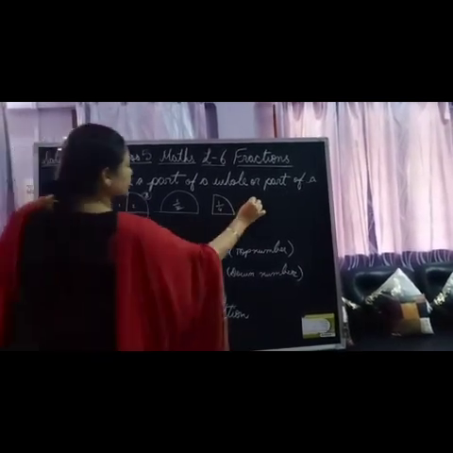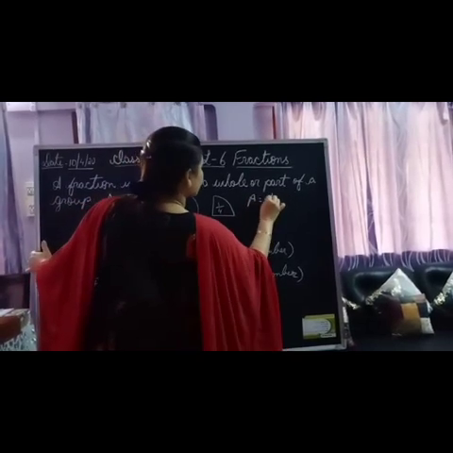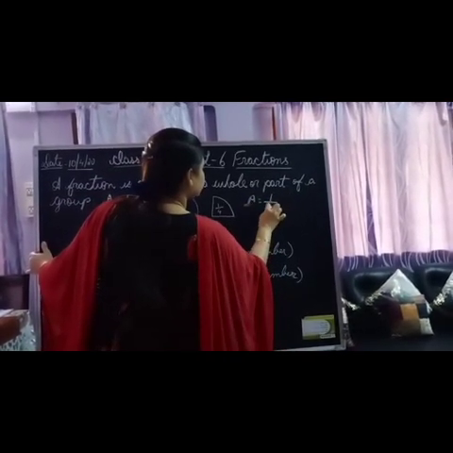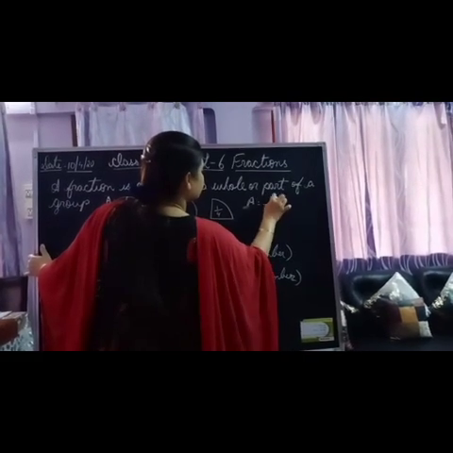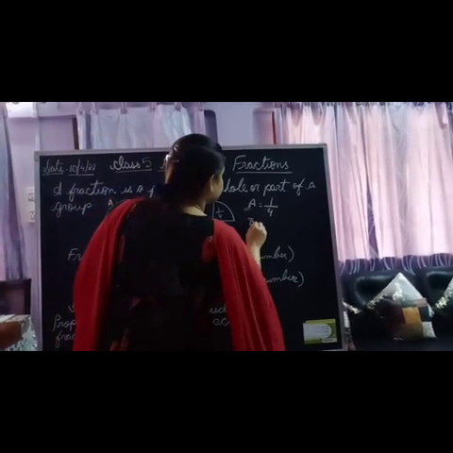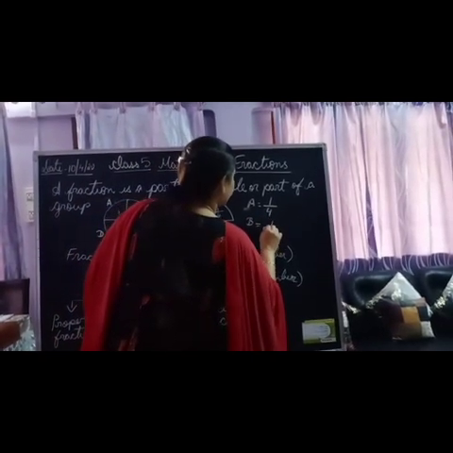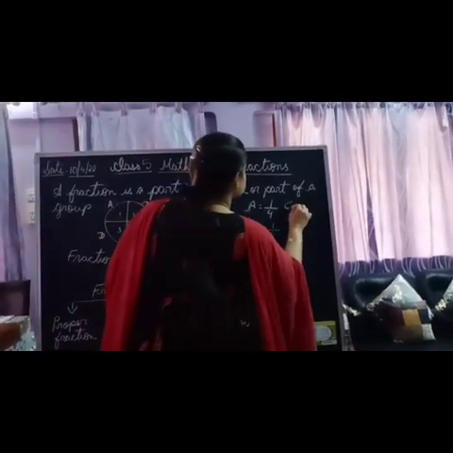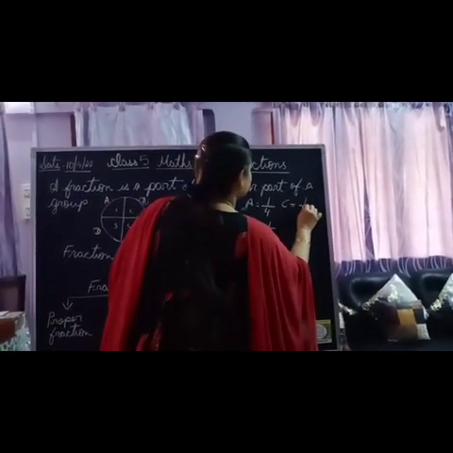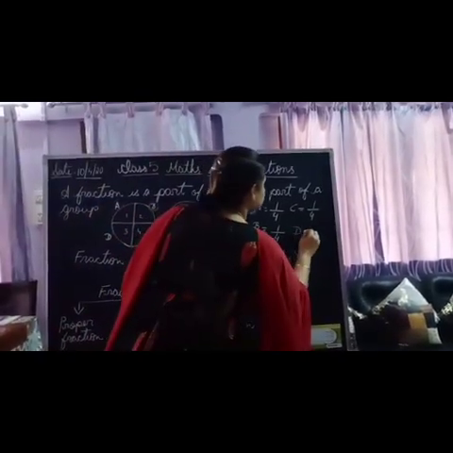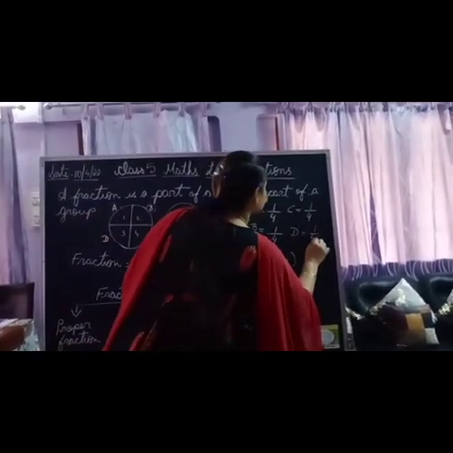Now suppose A is having how many parts? 1 by 4. That means out of these 4 parts, he had only one part of pizza. Then B, how many did B eat? He also had one part out of the 4 parts. How many did C eat? C also had one part out of the 4 parts. How many did D have? D also ate one part out of 4 parts.